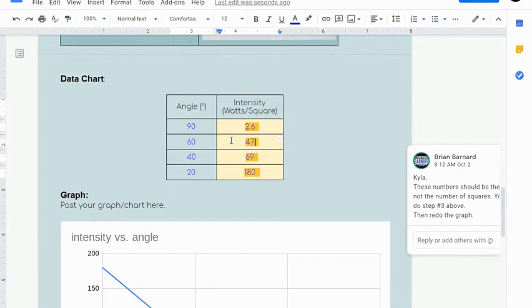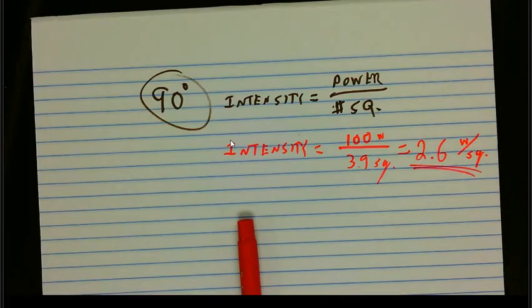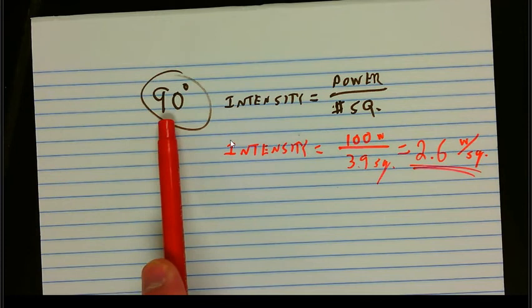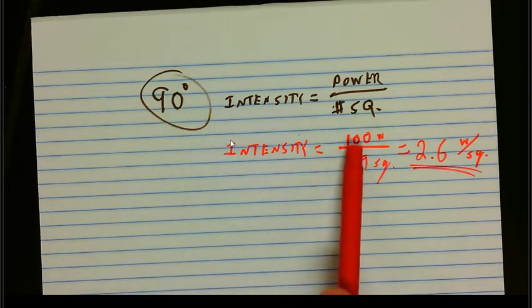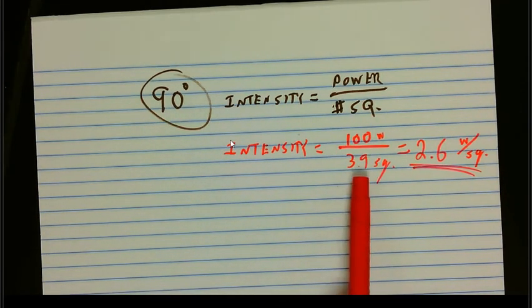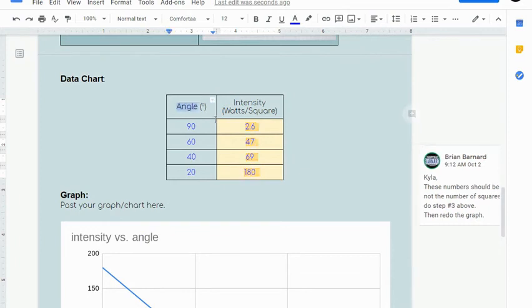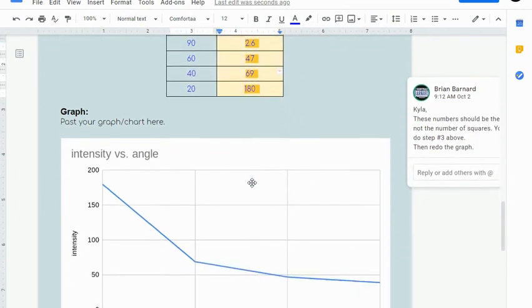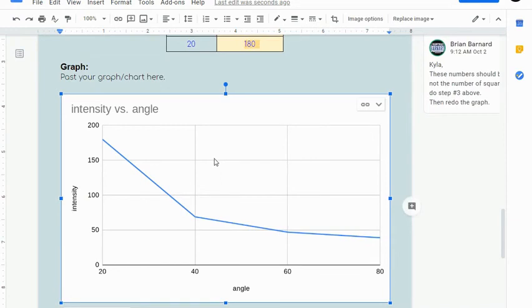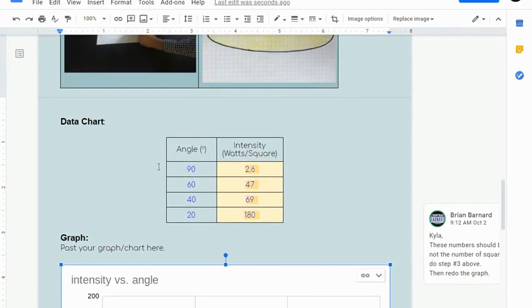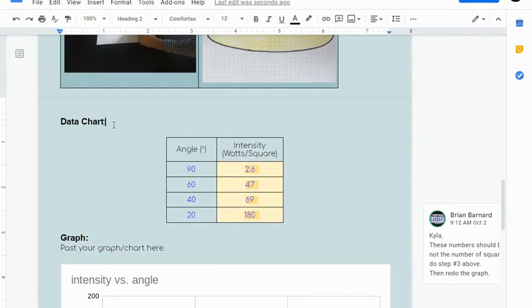And then you're going to go back and do the same thing for 60 degrees, right? So instead of 90, we'll do 60 degrees. The power stays the same. The 100 watts stay the same. You're not going to divide by 39. You'll divide by 47. And then do it again for 40, do it again for 20. Then copy that data, and just like you did before, go make yourself a graph that won't look like that one. I hope that was the issue that you were having and why that wasn't working. If not, let me know and we'll fix it.